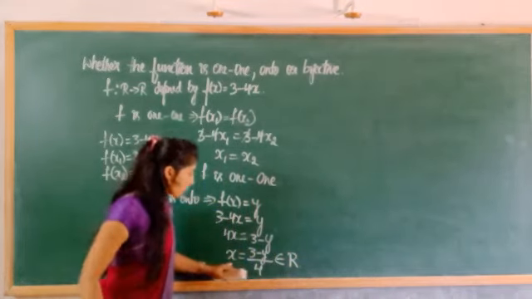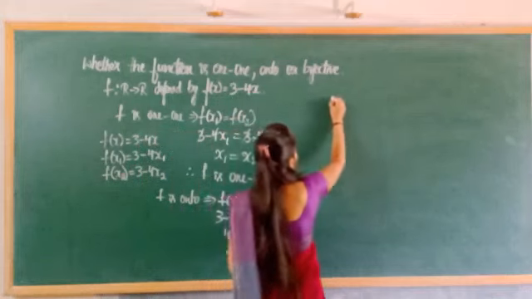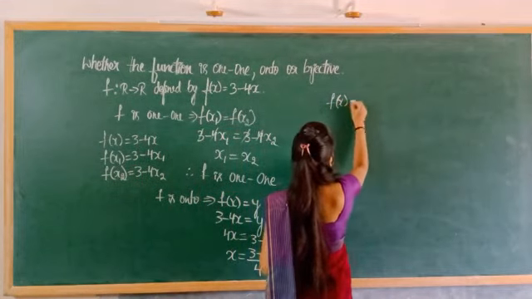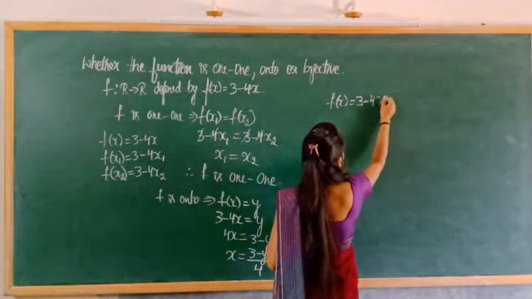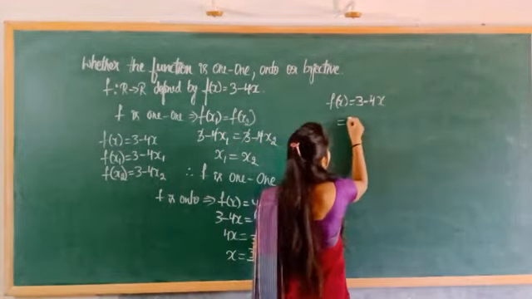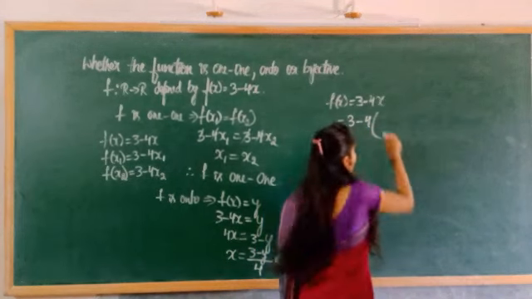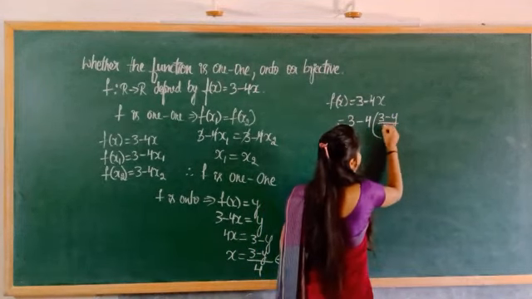Now substitute this x value in f of x. F of x is equal to 3 minus 4x, right? In place of x we have to substitute this value. Then 3 minus 4 times x means 3 minus y by 4, right?